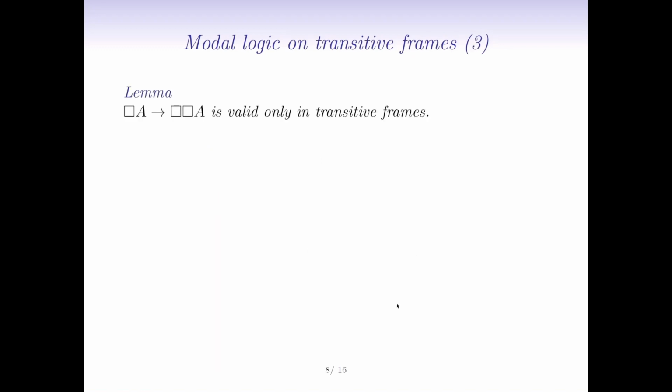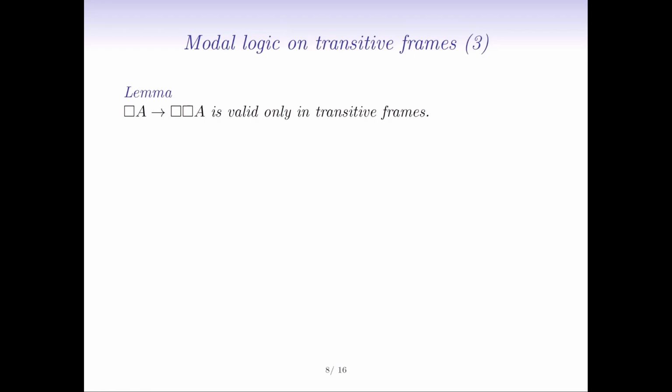Okay, so we know that box A implies box A is valid in all transitive frames. Now we want to show that it's valid only in transitive frames. The strategy for this is going to be similar to the strategy that I used for reflexivity. You could start by assuming that the formula is valid in a frame M, and then try and show somehow that that frame must then be transitive. But it's quite difficult to work that way.